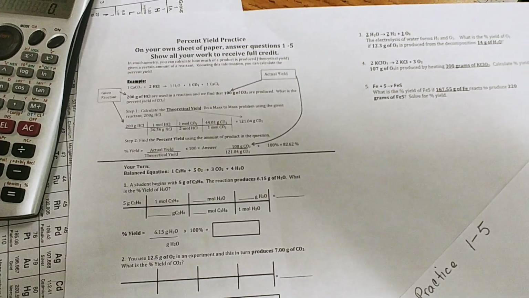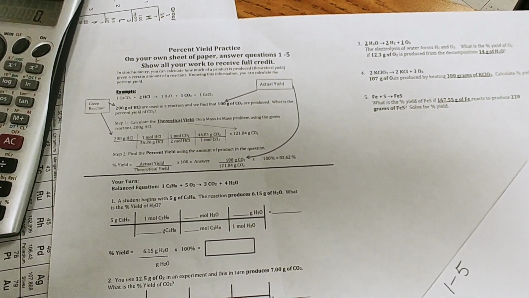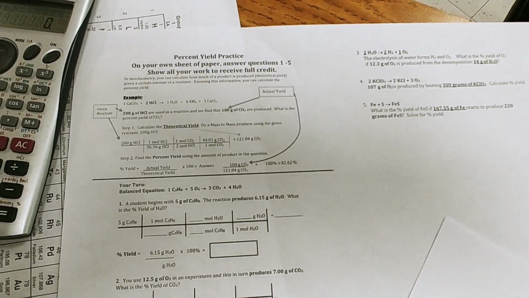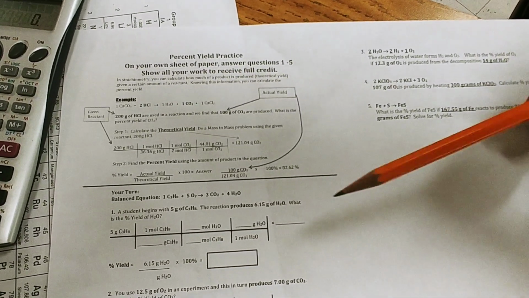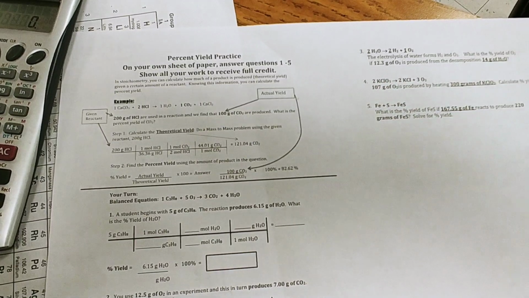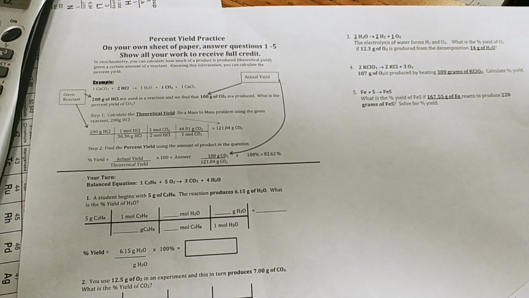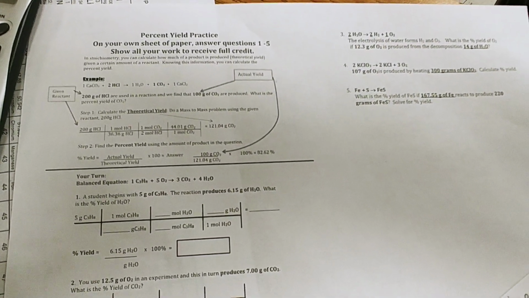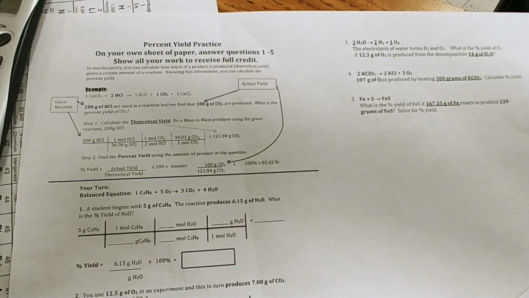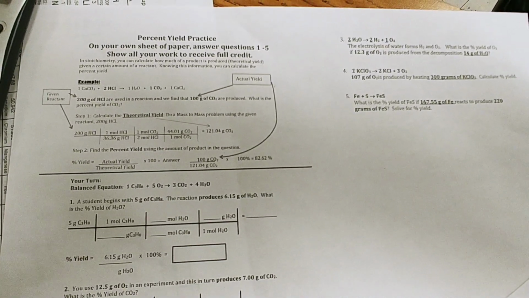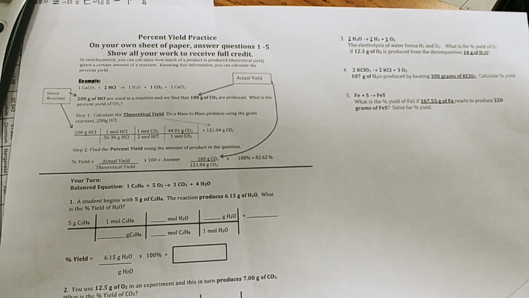Alright, so this is your tutorial for the percent yield practice. This is for the first 5 questions that you're doing. But what I need you to understand is that you're going to go ahead and find this on Teams. So make sure that you're looking at the folder that says MP3 week 7 through 9. And then it says the percent yield practice 1 through 5.